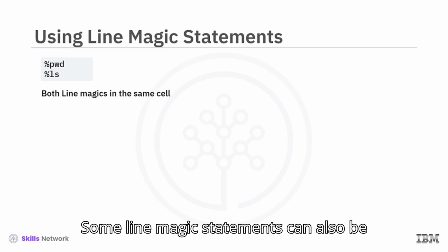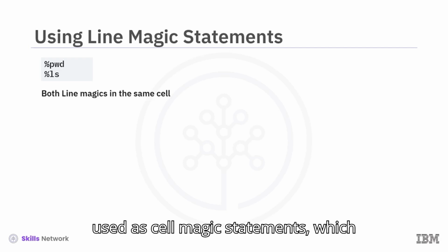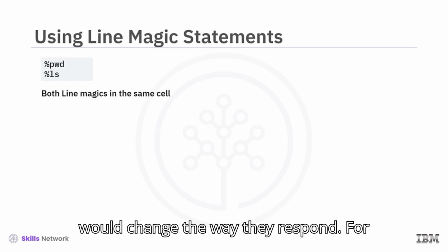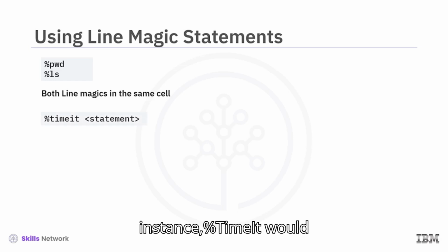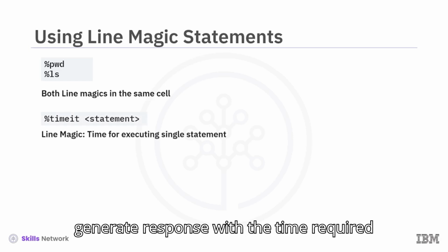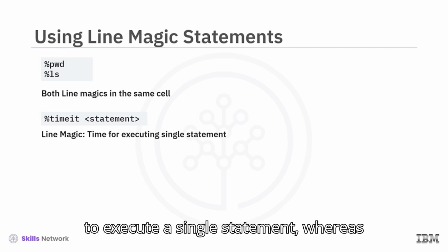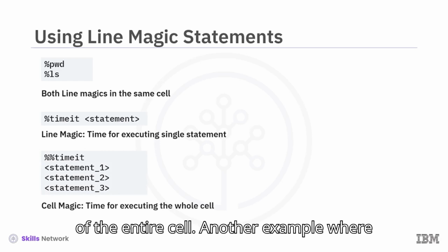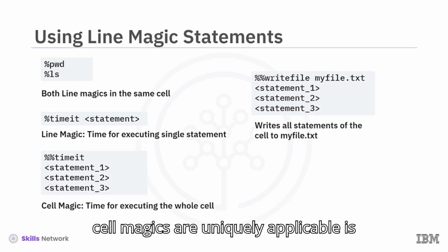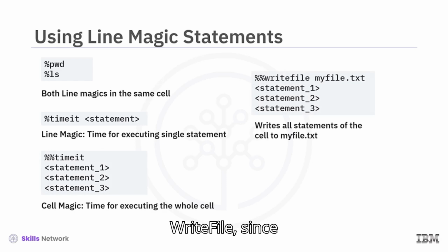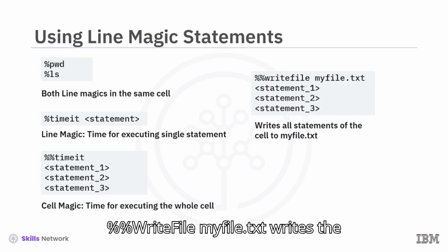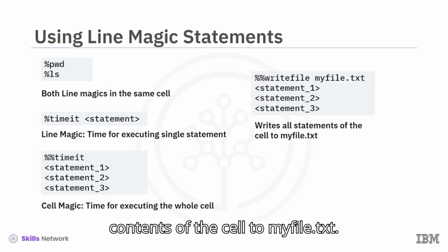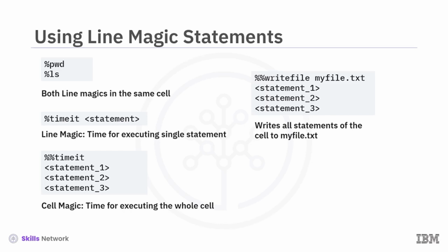Some line magic statements can also be used as cell magic statements, which would change the way they respond. For instance, %timeit would generate a response with the time required to execute a single statement, whereas %%timeit times the execution of the entire cell. Another example where cell magics are uniquely applicable is writefile, since %%writefile myfile.txt writes the contents of the cell to myfile.txt.